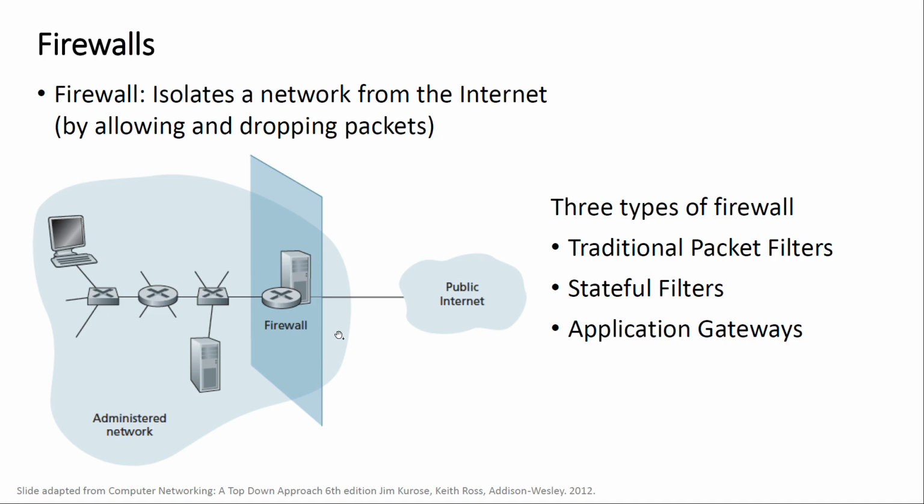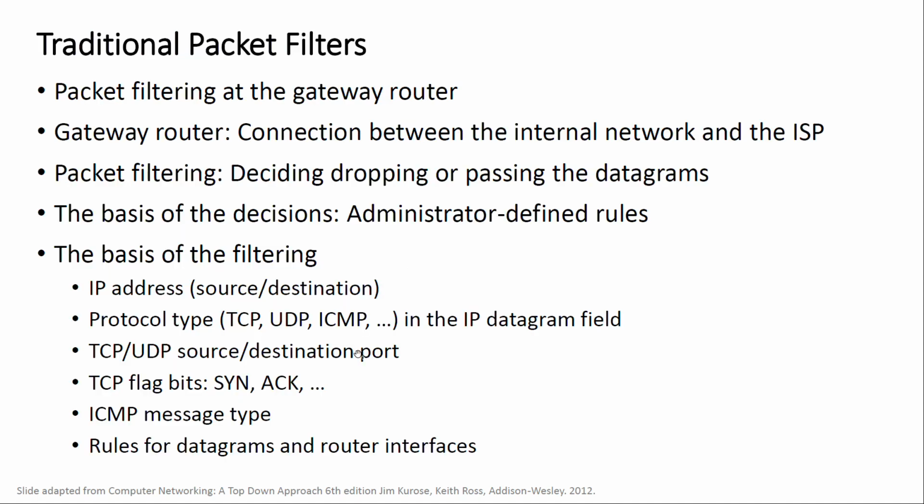There are three types of firewalls: traditional packet filters, stateful filters, and application gateways. So let's start with traditional packet filters. These are actually packet filtering at the gateway router. Gateway router is the connection between the internal network and the ISP. Packet filtering means deciding, dropping or passing the datagrams.